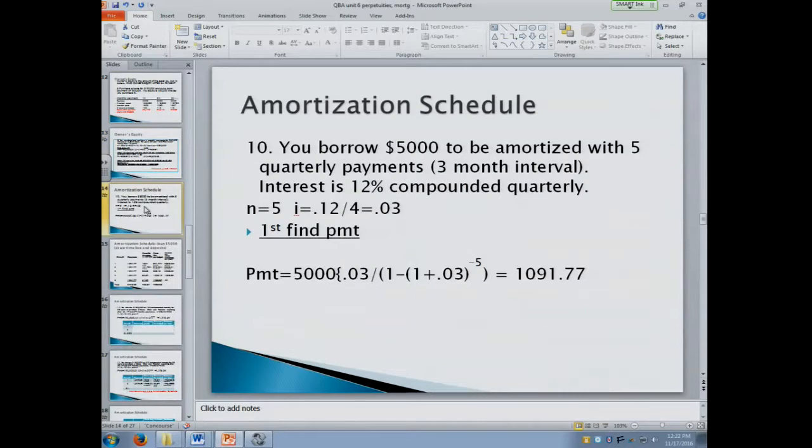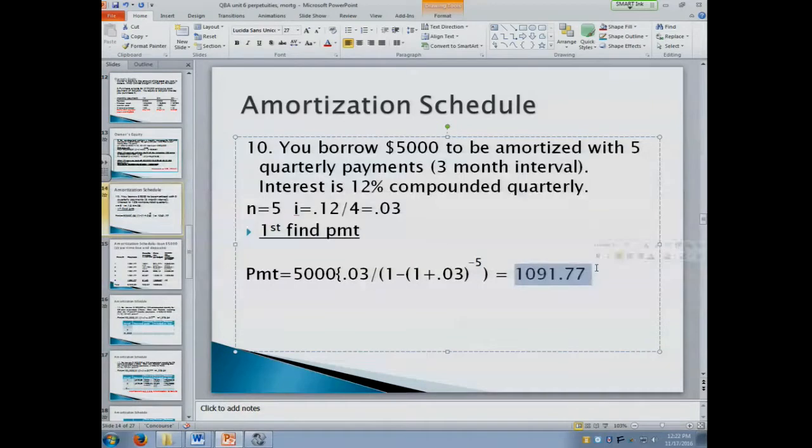Number 10, we're going to look at an amortization schedule again. You borrow $5,000 to be amortized with 5 quarterly payments, 3-month interval, interest 12% compounded quarterly. Again, I gave you N, which is 5 payments. You need to calculate I, 12% divided by 4, and you always have to calculate the payment. $5,000, 0.03, 5 payments. This is your payment.